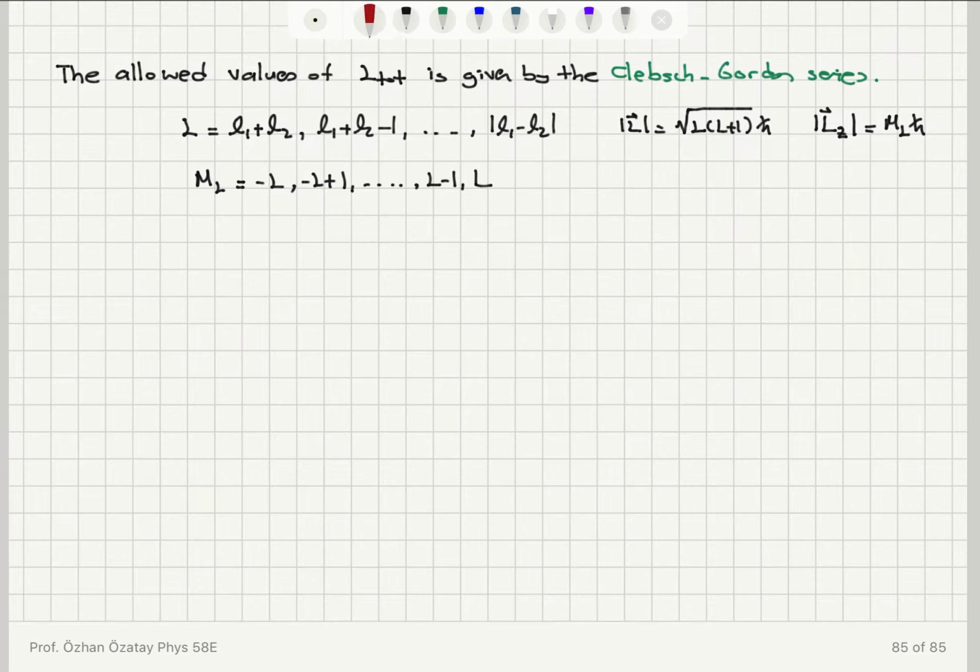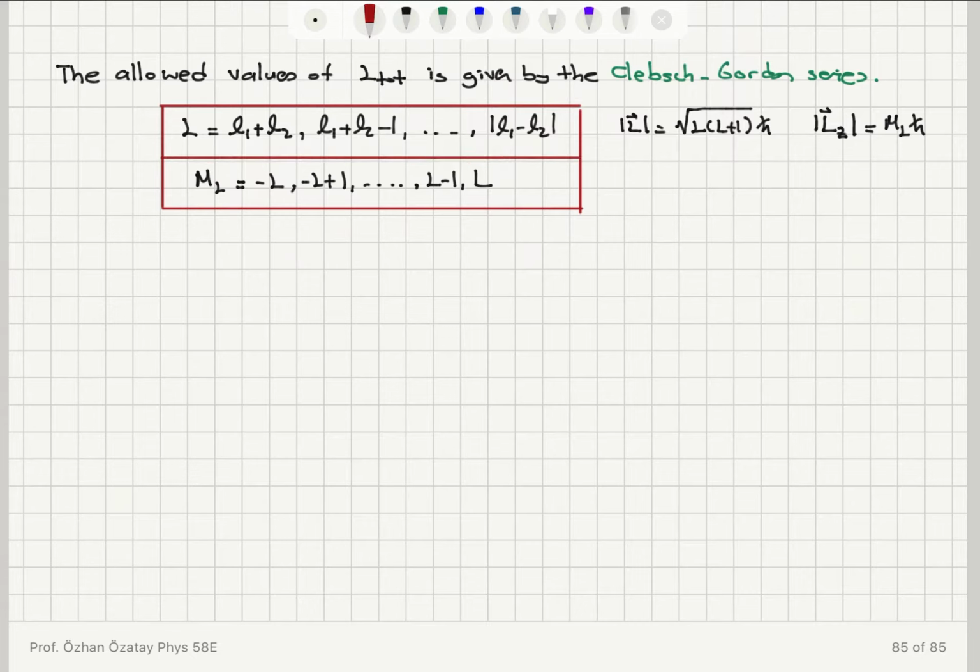So for the two-electron system, the individual orbital angular momenta are summed up in such a way that the total angular momentum quantum number, capital L, is given by an integer value between the sum and the absolute value of the difference between the two orbital quantum numbers, and m sub L varies between minus capital L and plus capital L in integer steps. And so we have accomplished the addition of the orbital angular momenta.